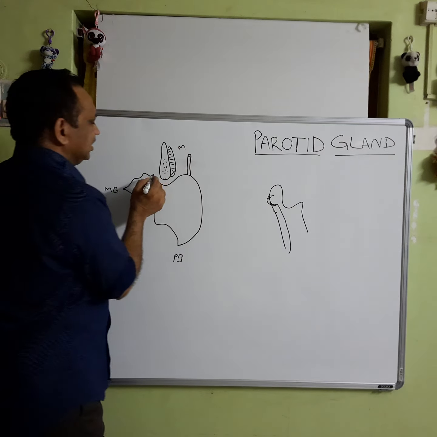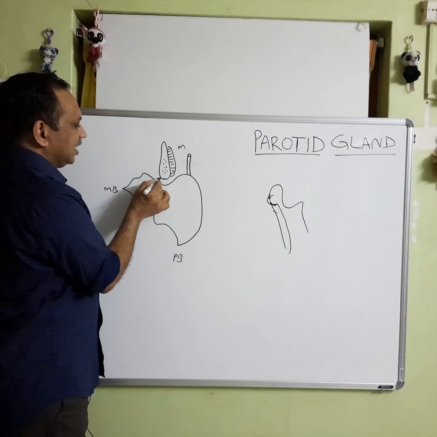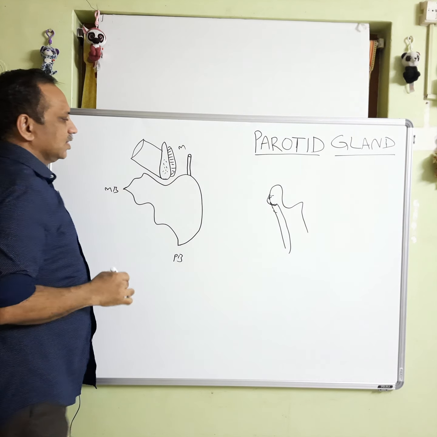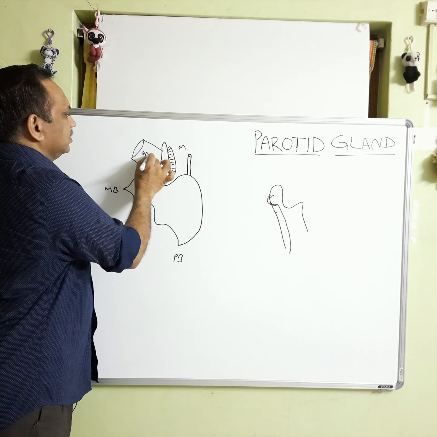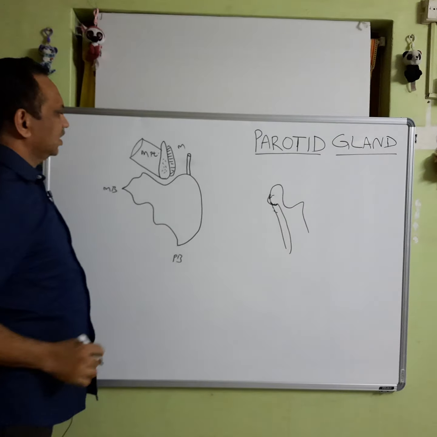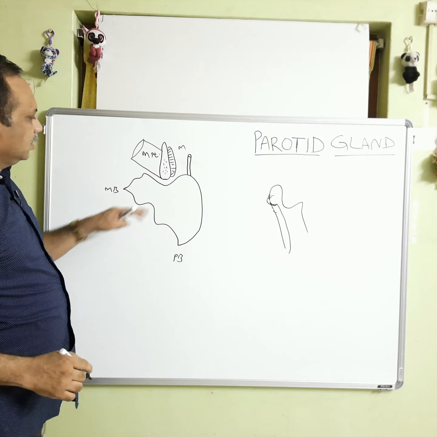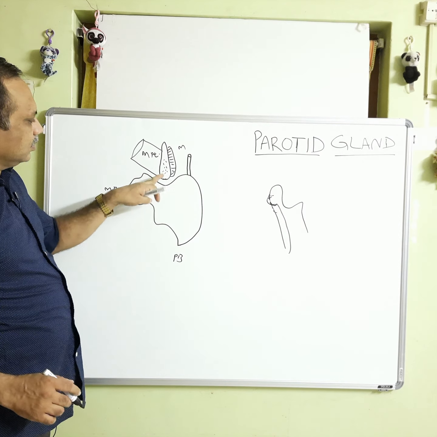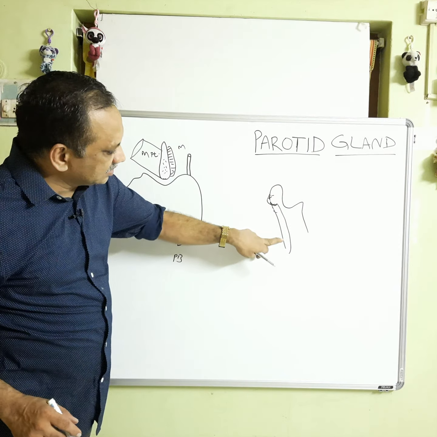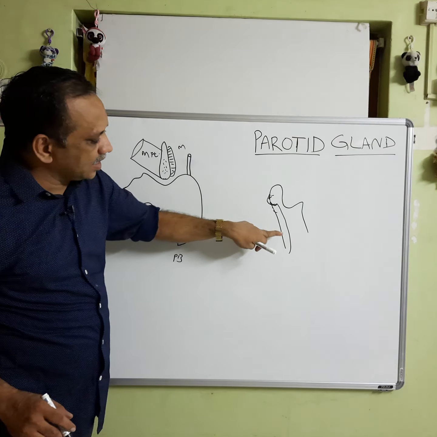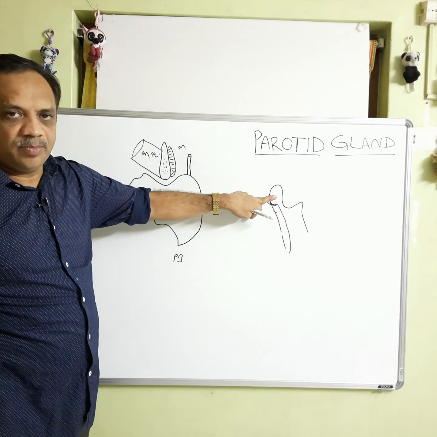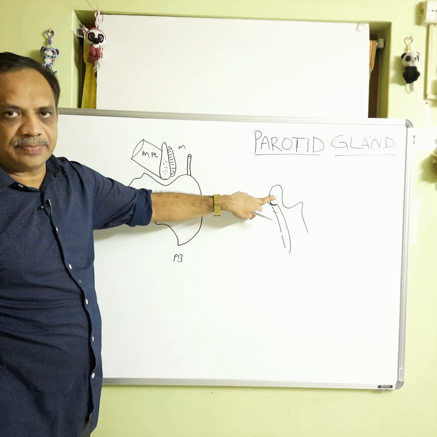This is the masseter muscle, and on the medial aspect we have the medial pterygoid muscle. So, this is the medial pterygoid muscle. So, this surface is related to masseter, and on the other side is the medial pterygoid, and above it is related to the temporomandibular joint and its capsule.